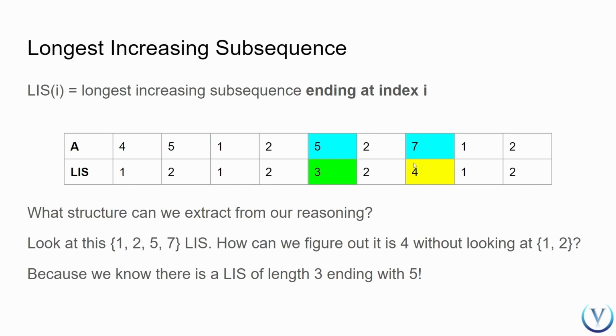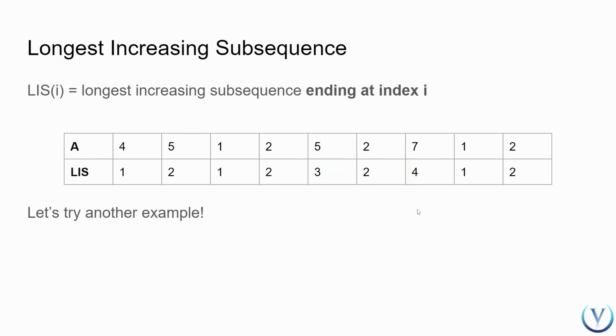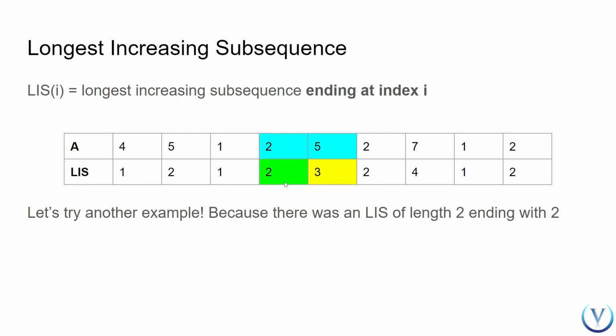So actually when calculating the LIS at this yellow index, we can be oblivious to the 1 and 2. We care about the 5 because 5 must be less than 7 in order for us to extend it. And we care about the 3 because 4 is obtained as 3 plus 1. So let's try another example to nail in this intuition. How do you know that the longest increasing subsequence at this yellow index is 3? It is because there is a longest increasing subsequence at this green index ending with the value 2.